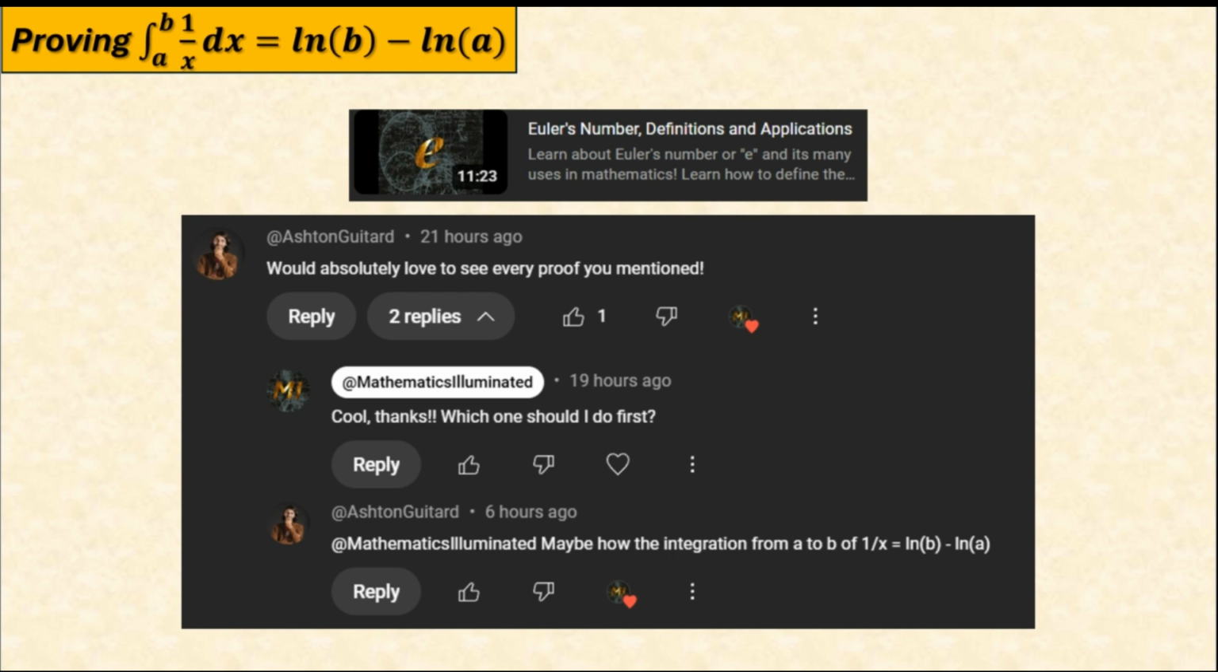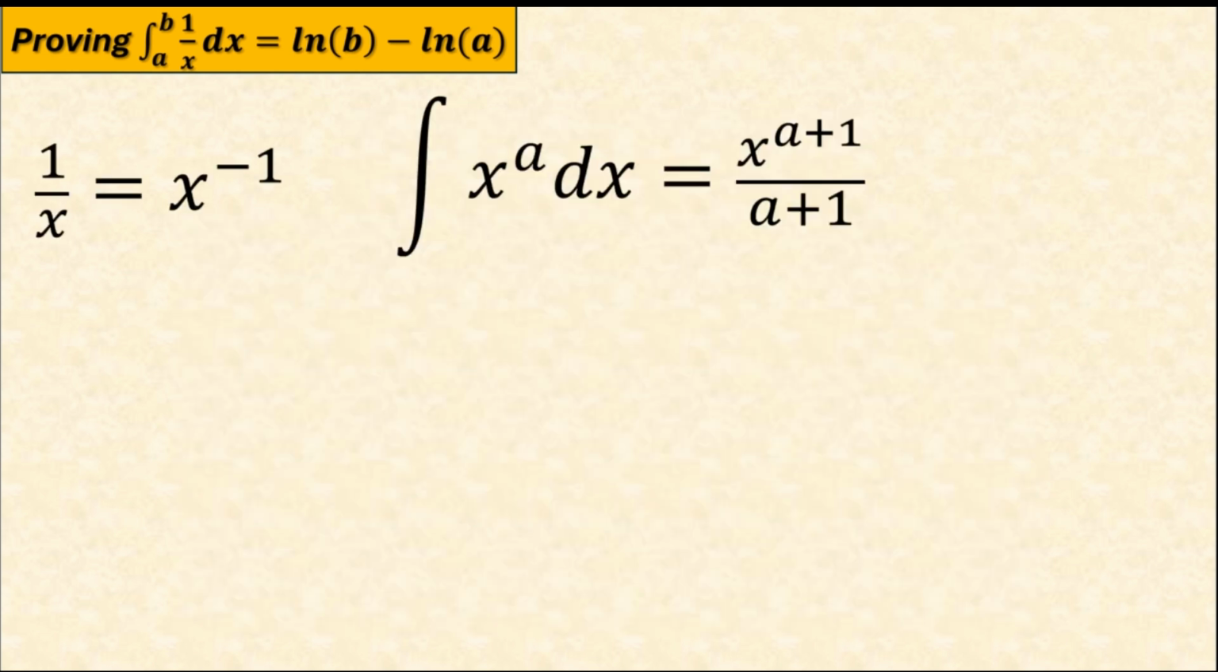So, let's begin. First, I'll go over what is significant about this integral. Remember that 1 over x can be written as x to the negative 1. There is a formula for finding the integral of x to a certain power: the indefinite integral of x to the a dx is equal to x to the a plus 1 over a plus 1. Now let's see what happens when I plug negative 1 in for a.